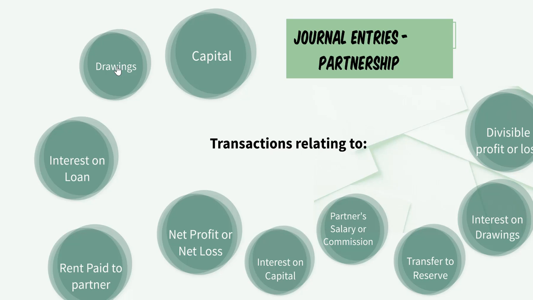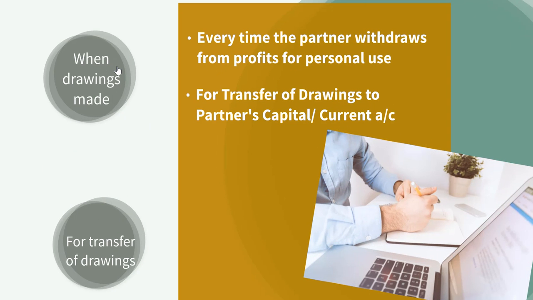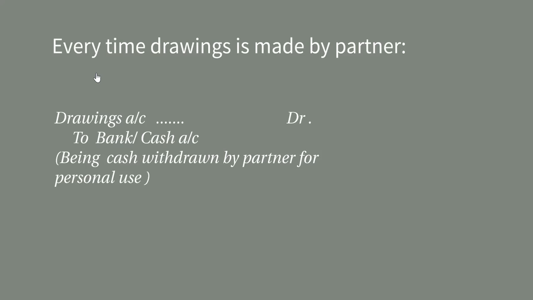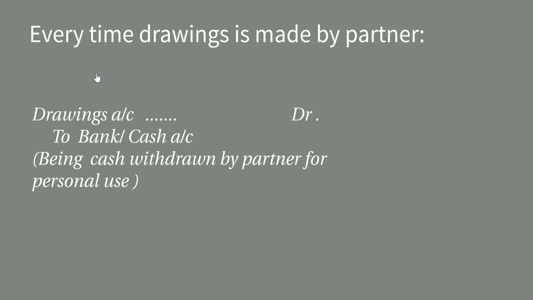Next, the journal entries relating to drawings. We have divided this into two. Every time the partner withdraws from the profits for personal use, so every time a drawing is made, this is the journal entry: drawings account debit to bank or cash account, since the cash goes out of the firm.